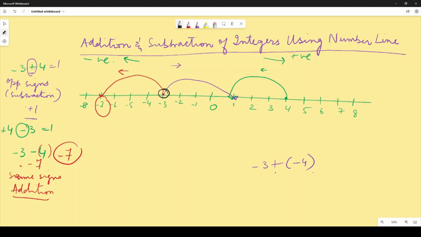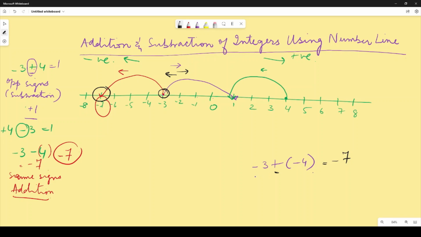Then it says plus. The operative sign is addition. So that means we are moving in this direction. I turn to move in this direction. But the next number is an opposite sign number. It is a negative number. It tells me to reverse my direction. So I reverse my direction and I move ahead 4 steps in this direction, and I arrive at -7. So the answer over here will be -7.